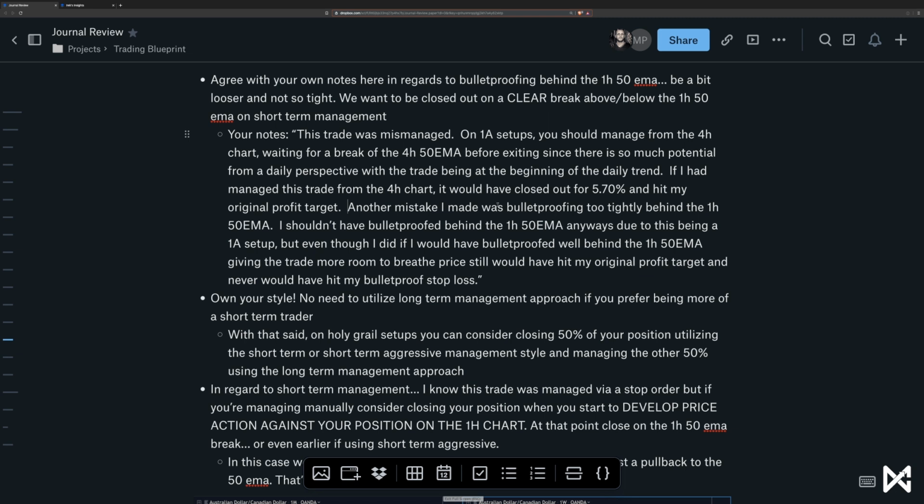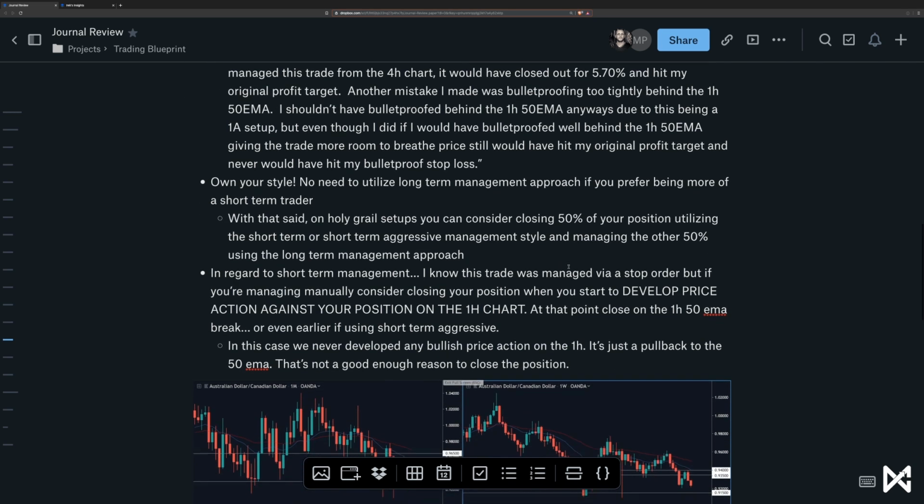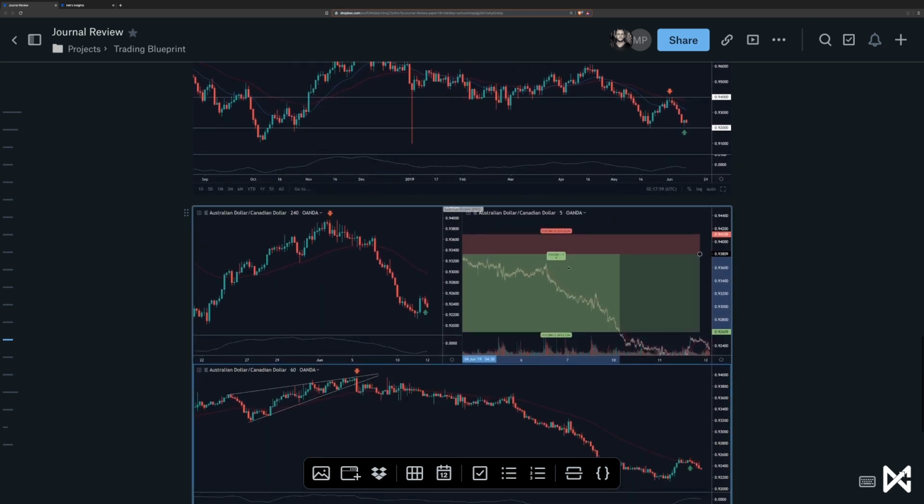Another mistake I made was bulletproofing too tightly behind the 1 hour 50 EMA. That is a mistake, right? I should have bulletproofed behind the 1 hour 50 EMA anyways, due to this being a 1 hour A setup, but even though I did, so he's saying he's going back to his management, right? Saying that it should have been the 4 hour 50 management instead. But if I did use the 1 hour 50 EMA, it should give more room to breathe, right? Period. So I agree with that.